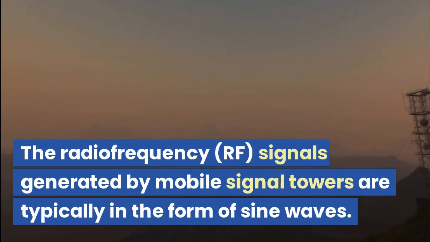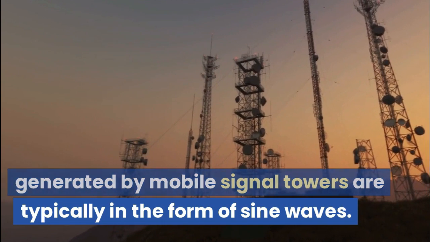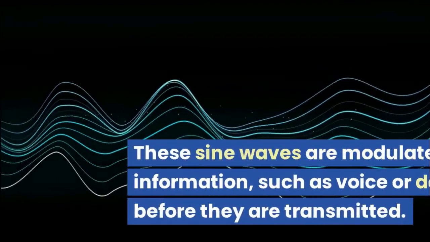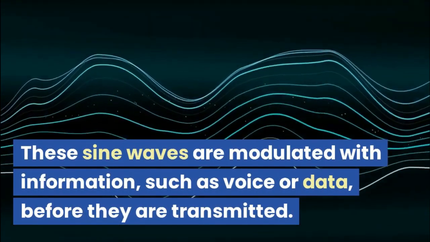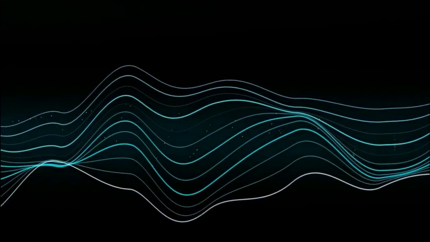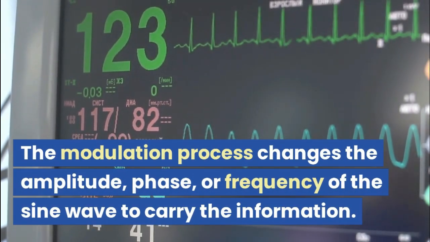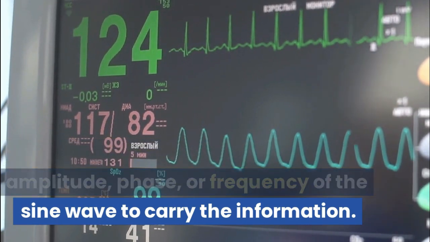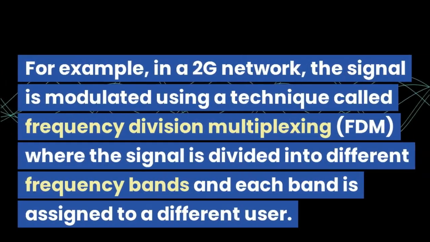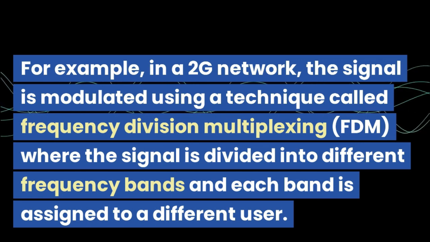The radio frequency (RF) signals generated by mobile signal towers are typically in the form of sine waves. These sine waves are modulated with information, such as voice or data, before they are transmitted. The modulation process changes the amplitude, phase, or frequency of the sine wave to carry the information. For example, in a 2G network, the signal is modulated using a technique called frequency division multiplexing (FDM), where the signal is divided into different frequency bands and each band is assigned to a different user.